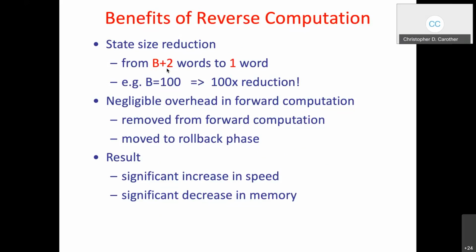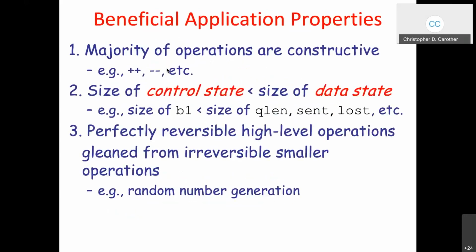So how is this all possible? Again, the big trick is that we're observing that most of these operations are plus plus, minus minus, and we call that constructive. So essentially we can recreate the state from the previous operation. There's also destructive operations, which we'll talk about, where you can't directly recreate that, and we'll talk about how we can deal with that. The big gain here is that the control state of your model typically is significantly smaller than your data state, and so we can record the control state and not the data state of your model.